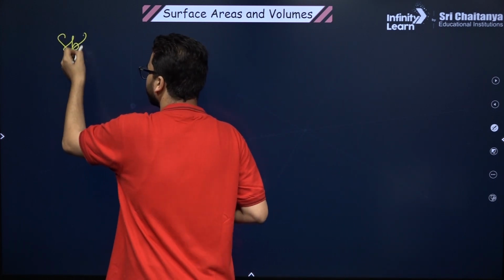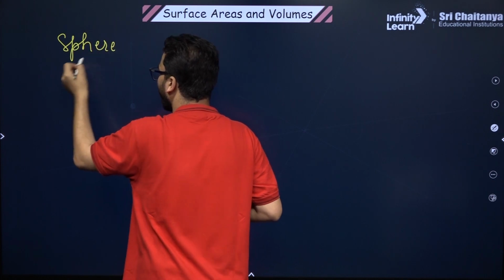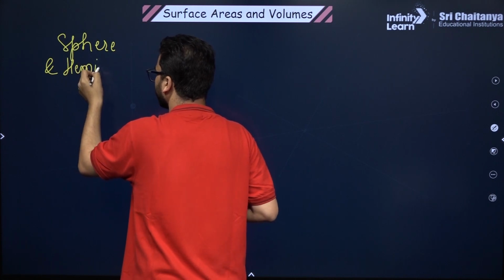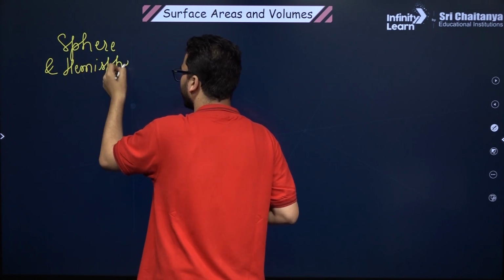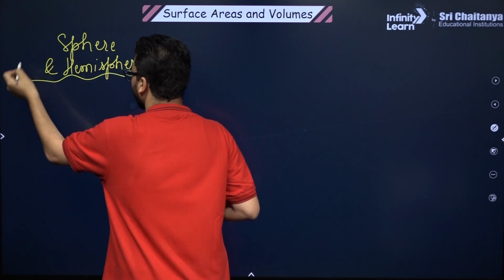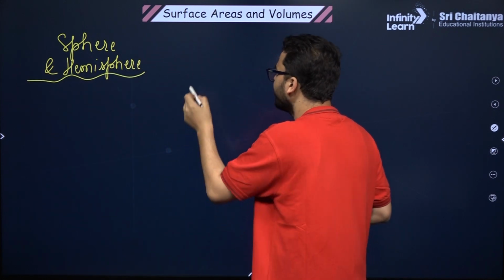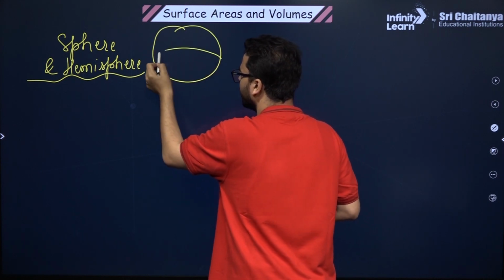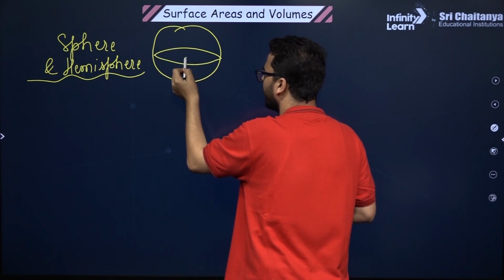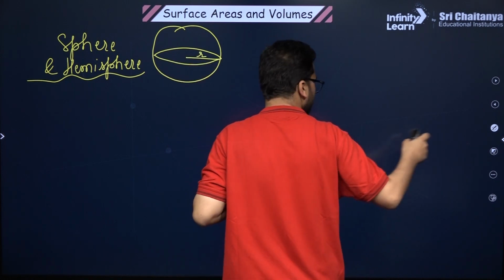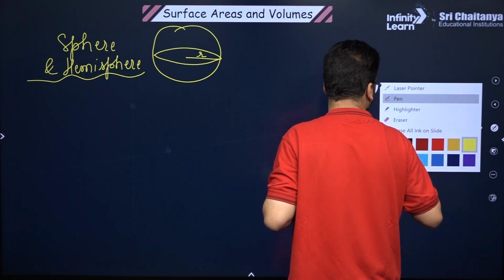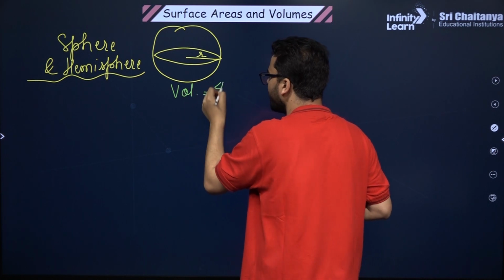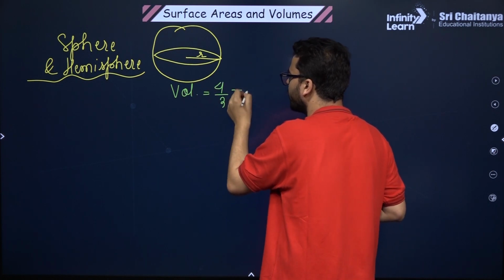So you've got sphere over here and hemisphere. Hemisphere means obviously half of a sphere. So obviously it is three-dimensional, guys, needless to say. So if I'm taking a sphere over here and its radius is r, right? So in a sphere, what is the volume, guys? So the volume of a sphere is 4 by 3 pi r cube, obviously cubic units.